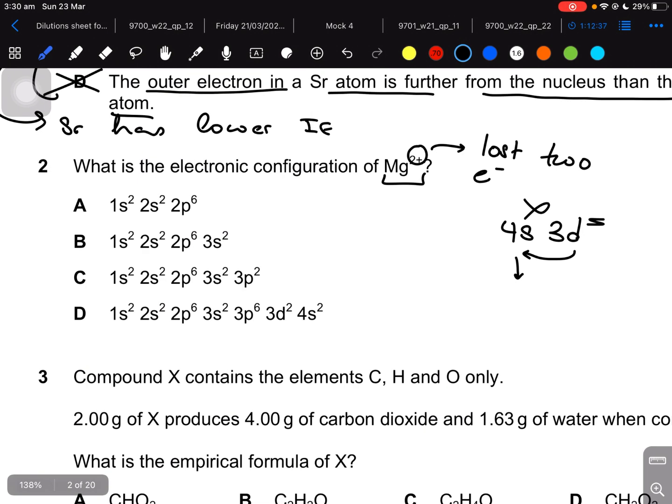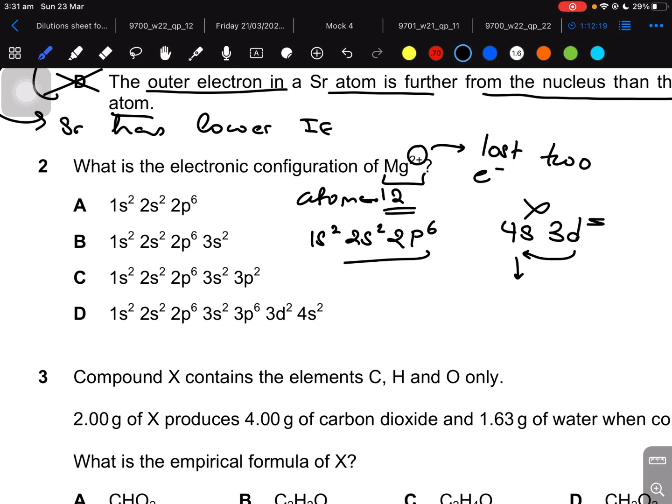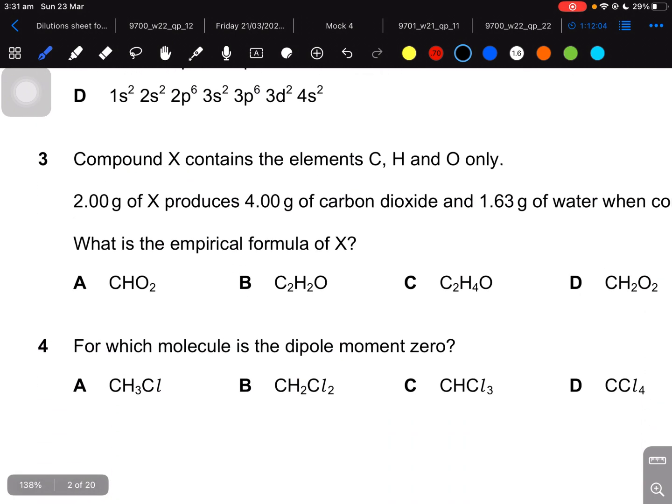Okay, so let's see the periodic table, and Mg has an atomic number of 12, so it has 12 electrons in the atom. So after it loses 2, it's going to have 10, but let's first do the normal atom. 1s2, 2s2, 2p6, and that adds up to 10. Then let's add 2 more, so it's going to be 3s2. Now we're going to remove these, so we're going to have 2p6 as the last, and it's going to be A. Pretty simple.